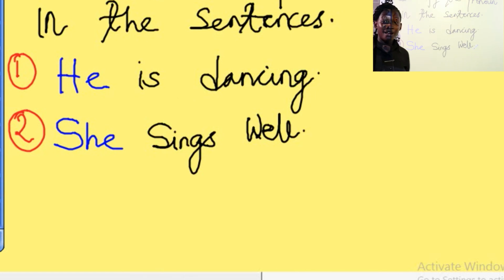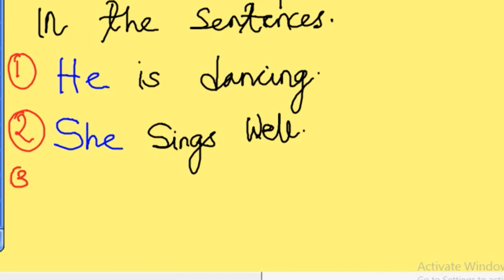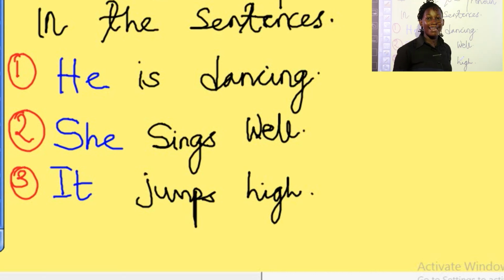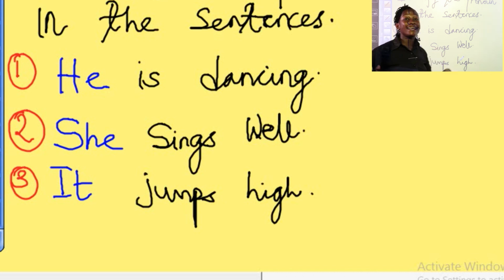The third one we have, it jumps high. The cat jumps high. The bird flies high. It jumps high. It is the pronoun.